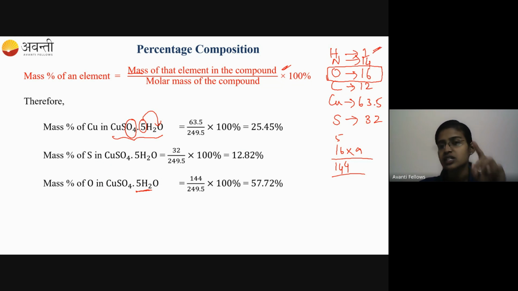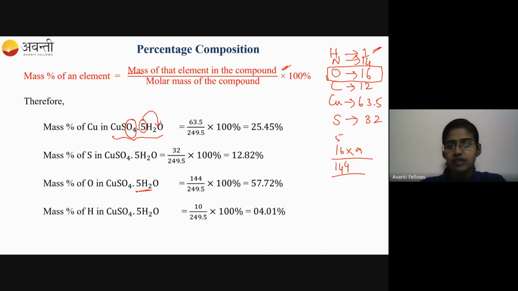For 1 hydrogen, the atomic mass is 1. For 10, you have to do 1 into 10. So it is 10 by 249.5 into 100%. So 4.01% of hydrogen is present. Got it? So note down this formula and solve the numericals.